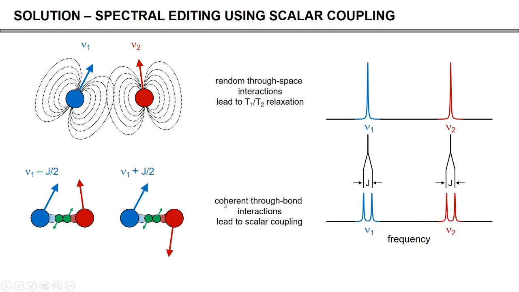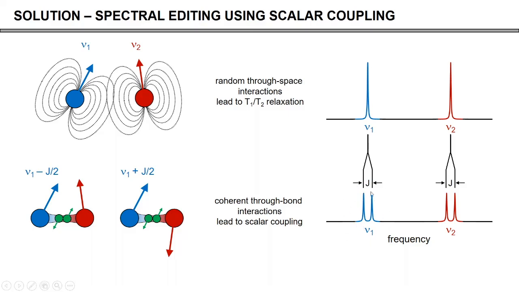Now this is a so-called coherent through-bond interaction, and that leads to scalar coupling in the sense that the single resonance frequency that we had here splits into 2, separated by the scalar coupling or J coupling constant. Now this resonance is referred to as a doublet resonance. This is a singlet resonance, and this is now splitting into 2 resonances referred to as a doublet.